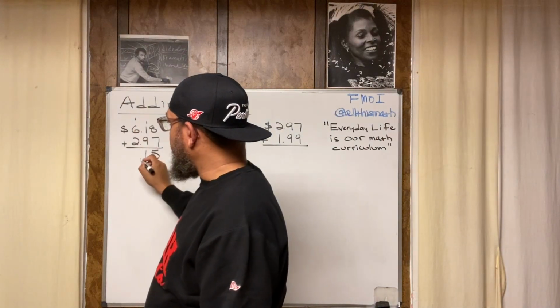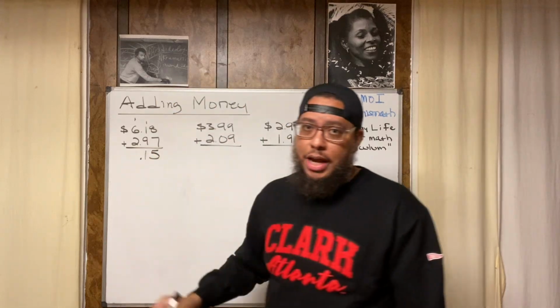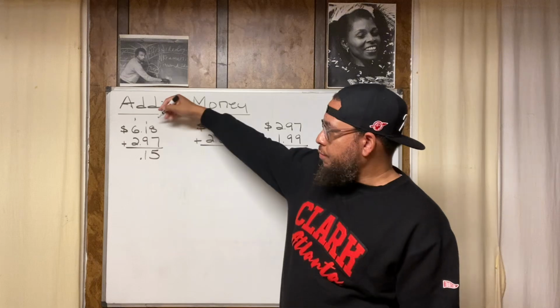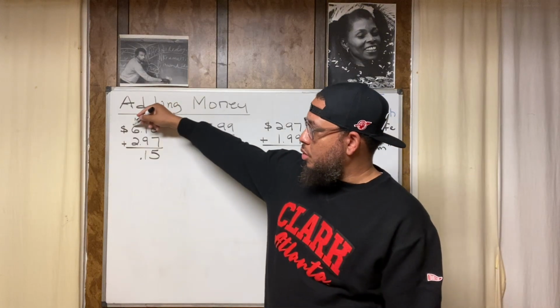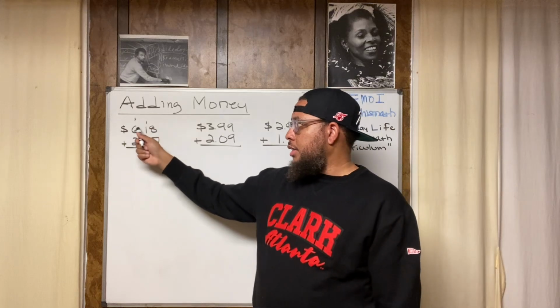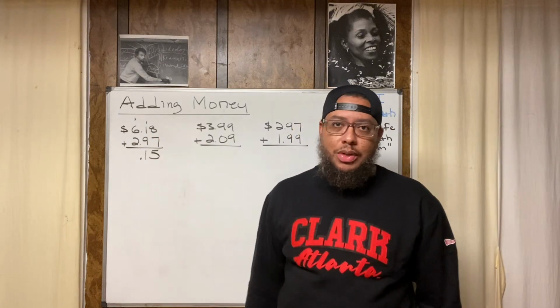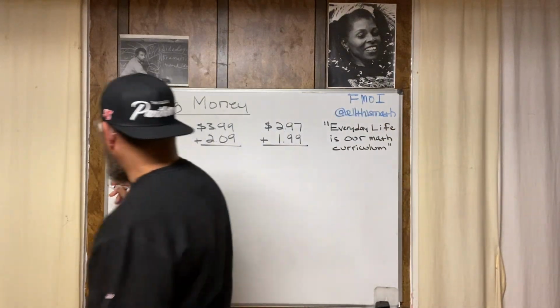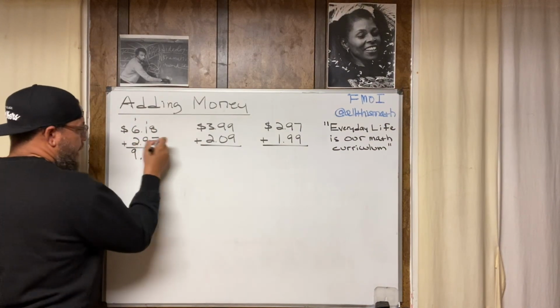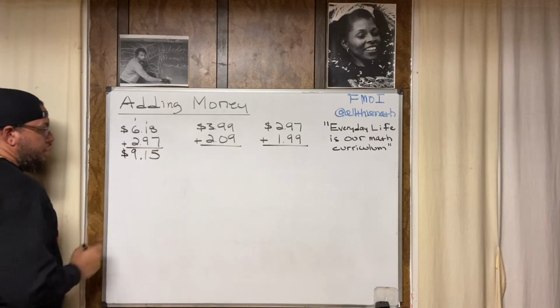I bring my decimal point down because when we're doing addition or subtraction, we got to line everything up according to place value. Hundredths place, tenths place, ones place, decimal point. Bring it down. Then we're doing 1 plus 6, which is 7. 7 plus 2 is 9. So this means that $6.18 plus $2.97 equals $9.15.